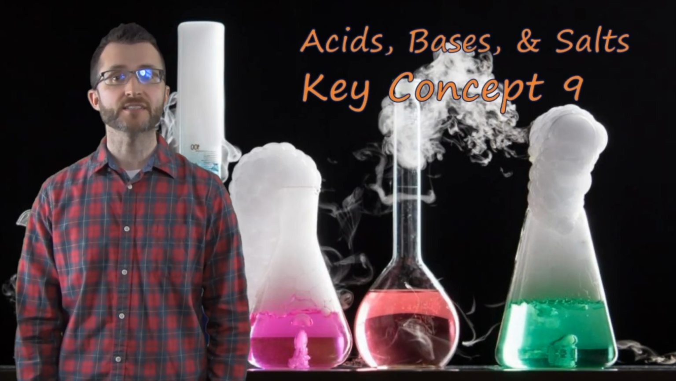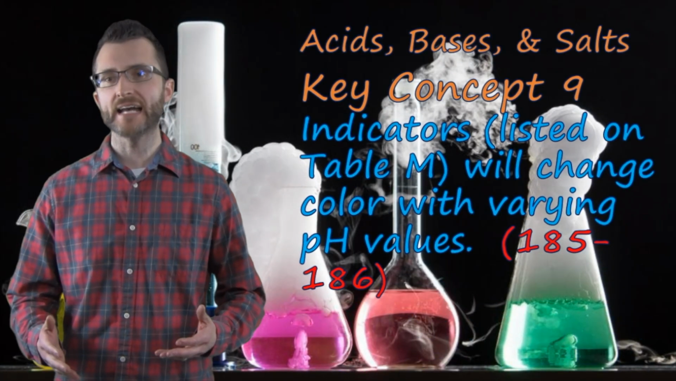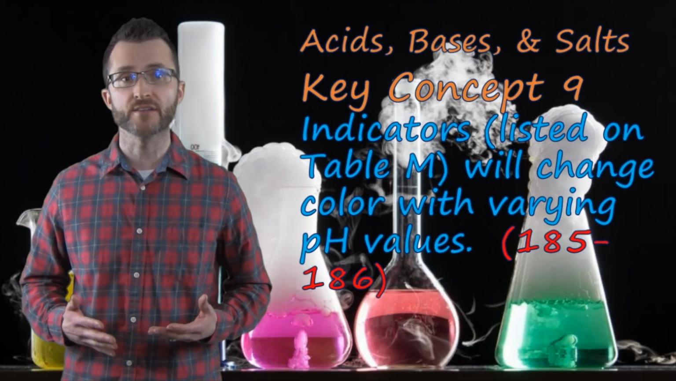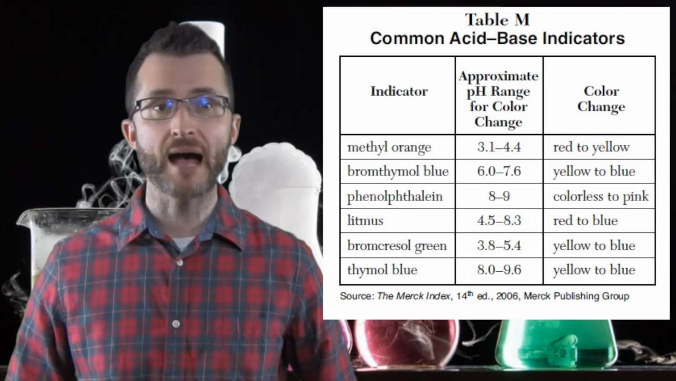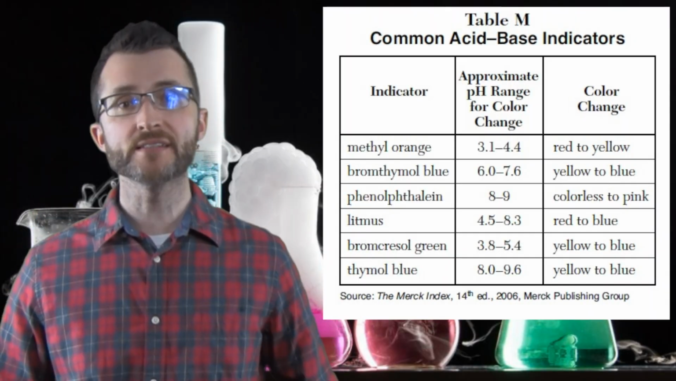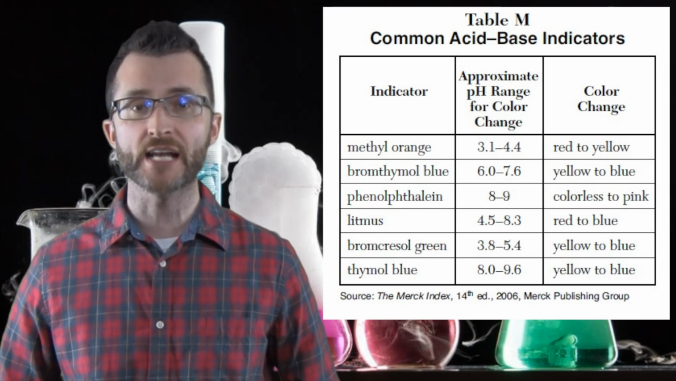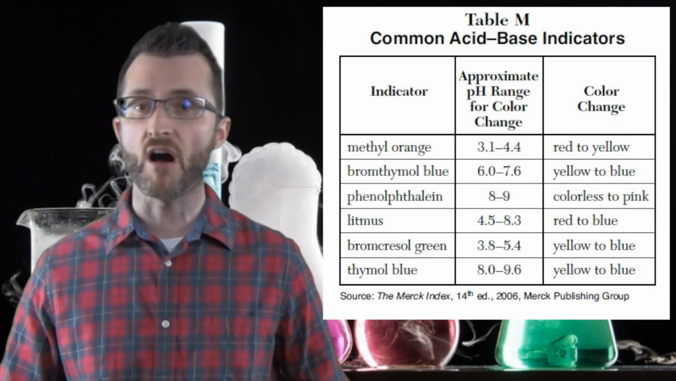Acids, bases, and salts, key concept 9. Indicators listed on Table M will change color with varying pH values. Looking at Table M, common acid-base indicators, we can see that the name of the indicator, the approximate pH range for color change, and the actual color change are all listed.